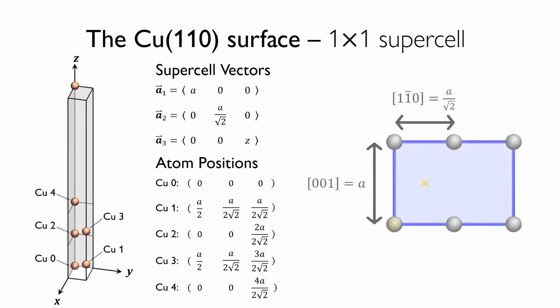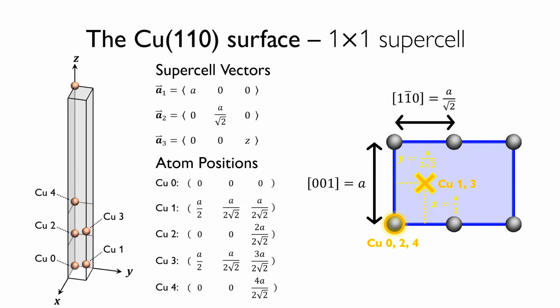Coming back to the top-down view of the surface, it's much easier to see where the x and y positions come from. As I said earlier, coppers 0, 2, and 4 lie along the z-axis, which for convenience I placed at the corner of the copper 110 unit cell. This means their x and y values are 0. Coppers 1 and 3, however, sit in the middle of the unit cell. This means they must have an x position of half of a and a y position of half of a over root 2.